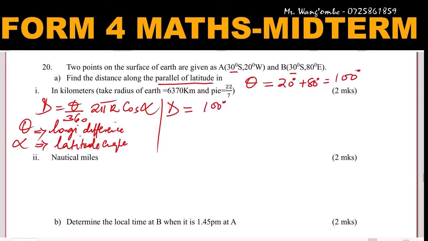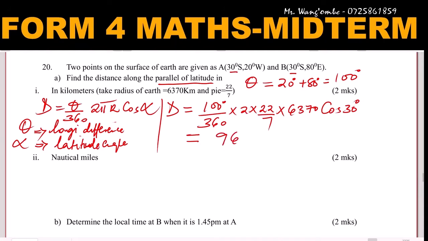So 100 degrees divided by 360 multiplied by 2 multiplied by pi multiplied by r, the radius of the earth, 6370, multiplied by cosine of the latitude. The latitude is 30 degrees. They lie on the latitude 30 degrees. So you just need to use the calculator to work this out, and this will give 9632.13 kilometers.